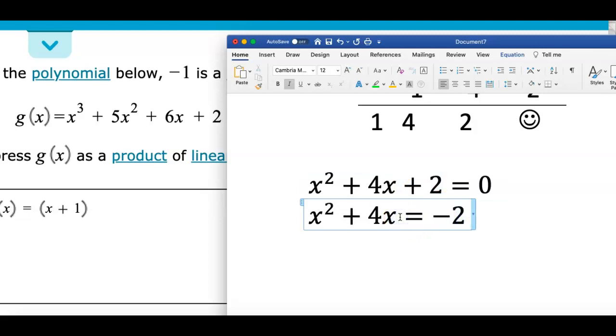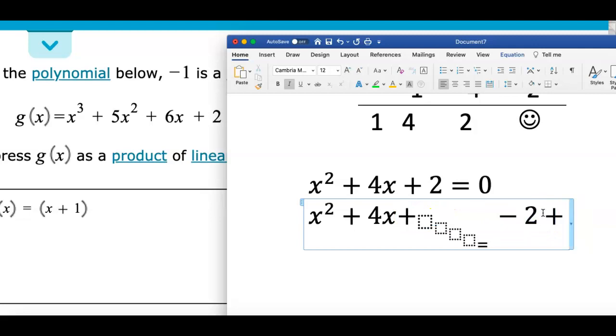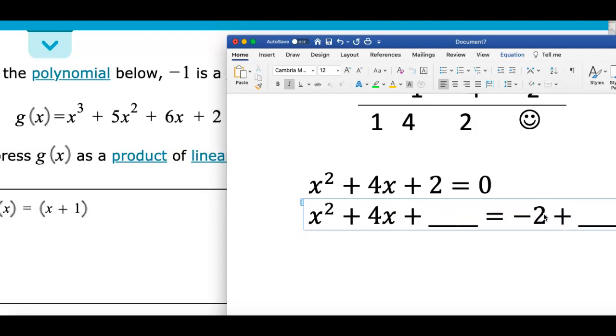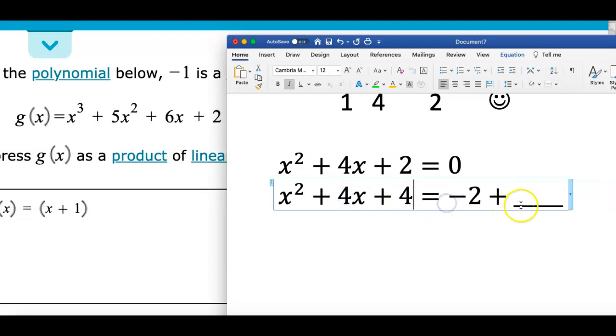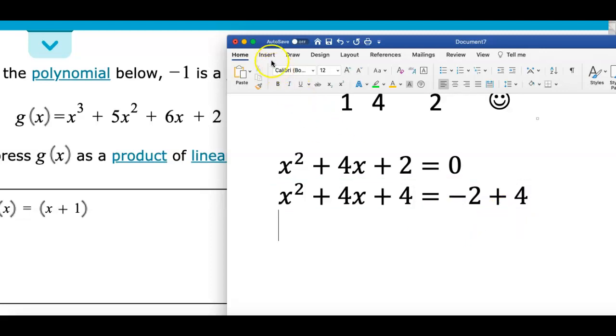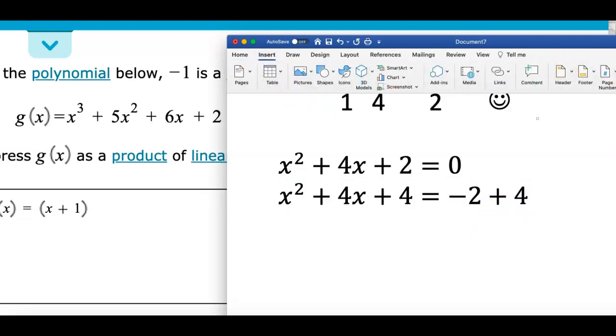And then I think about what should I add to both sides. And the number that you add to both sides is always the middle number half squared. So what is half of 4? Half of 4 is 2. And 2 squared is 4. So I decide to add 4 to both sides. Why? Because if I add 4 to both sides, I can complete the square on the left side.